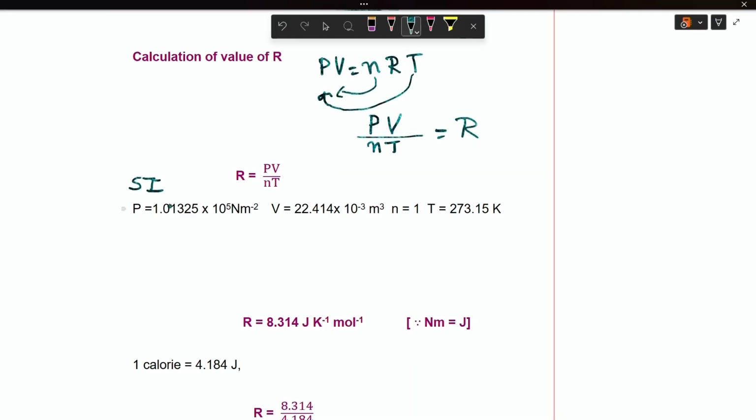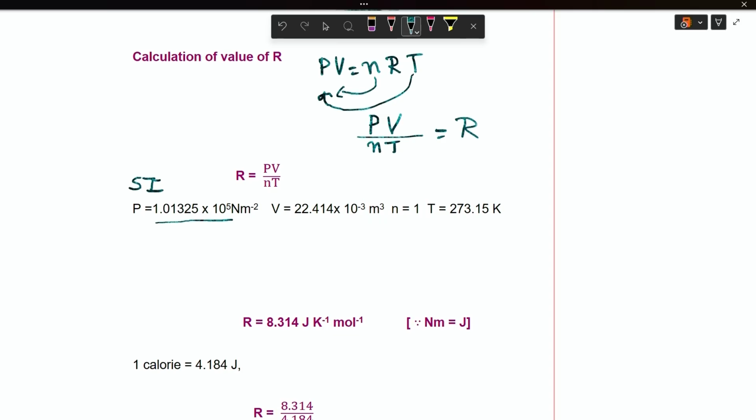Here the unit of pressure in SI units is 1.01325 into 10 to the power 5 newtons per meter square. Volume is equal to 22.414 into 10 to the power minus 3 meter cube.